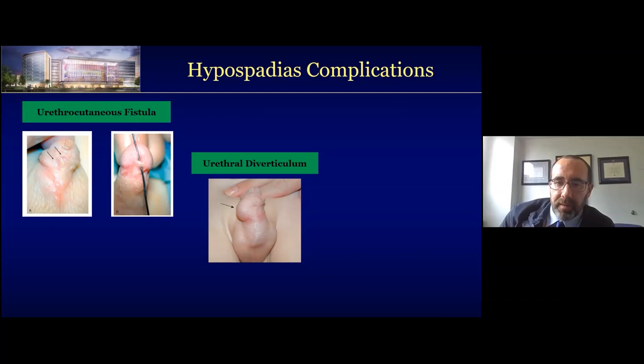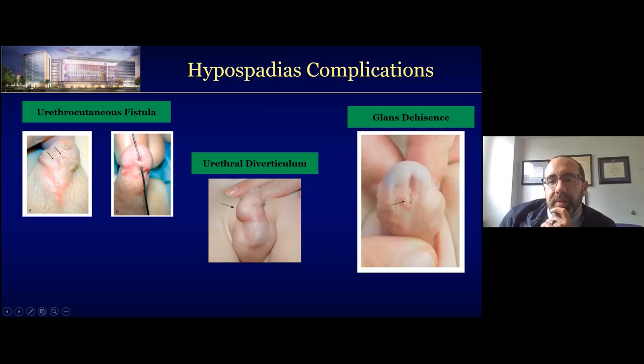And glans dehiscence. Obviously the glans you want to fuse up to this point, but you see the meatus is at a subcoronal location and the glans isn't approximated there.